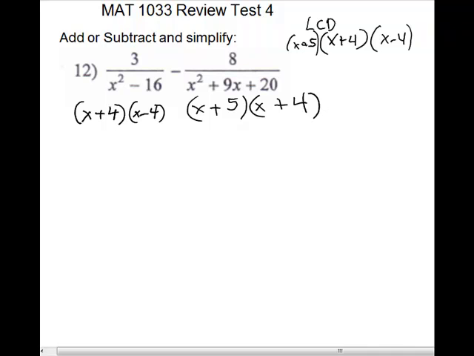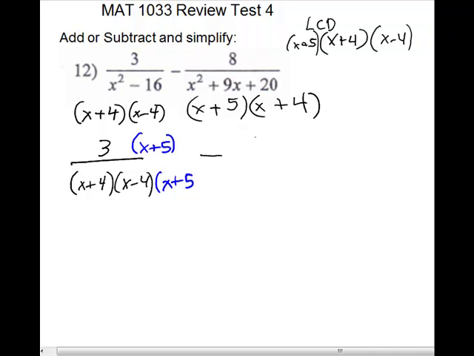So I'm going to bring down what I have in factored form, and then put on the part that's missing. So this first one is missing the x plus 5. And the second fraction, I'm going to bring down what I have in factored form. And put on the part that's missing, which this time is the x minus 4.